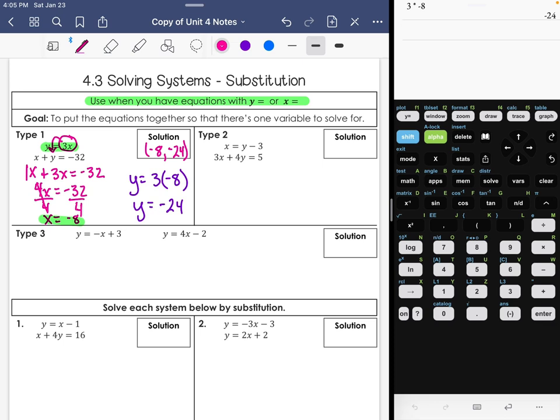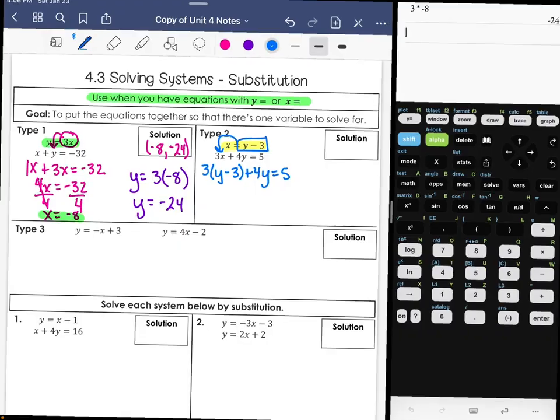All right, on this one, you can see that x is the one by itself, and we are told that x equals y minus 3. That means in type 2 that you are going to substitute this whole expression for the variable that it equals. So instead of having x in this second equation, we're going to substitute y minus 3 in its place. That way, we only have y's to solve for in this equation because we can't solve for them both at once.